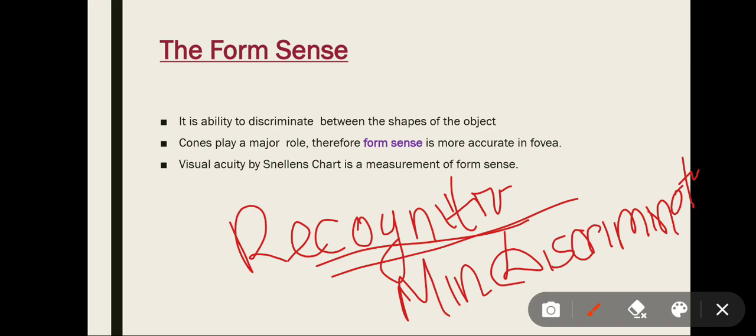The average adult can recognize thousands of faces. Thus, form sense is not purely a retinal function, as the perception of its composite, for example letters, is largely physio-psychological.